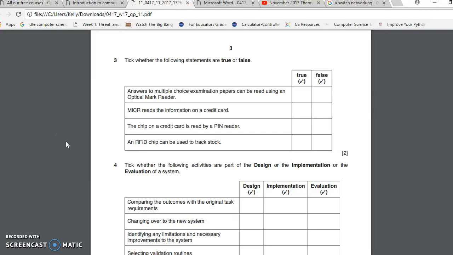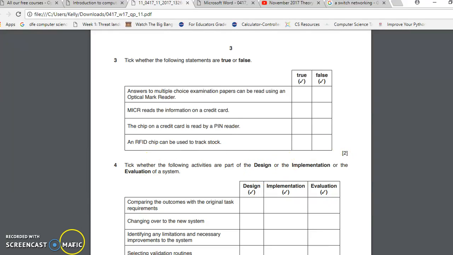Okay, right, so moving on to question 3. These are statements you have to tick true or false. Now, usually they would give you 1 mark per statement ticked, but here they've been a little bit mean because it's 2 marks.